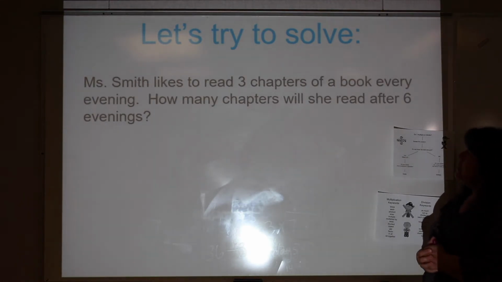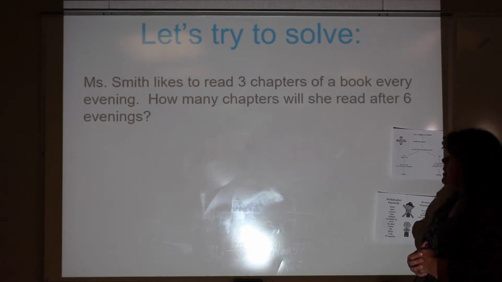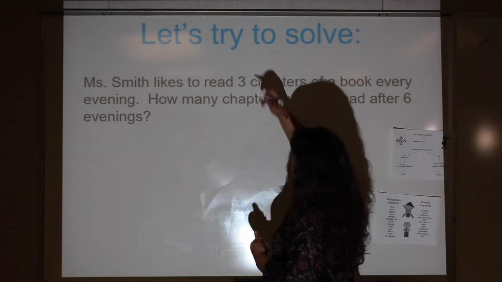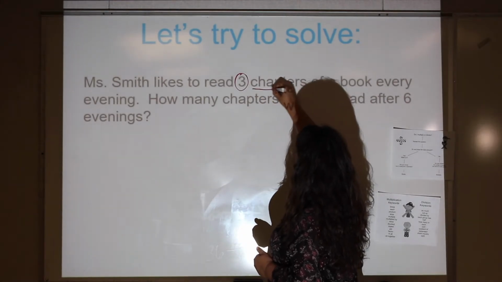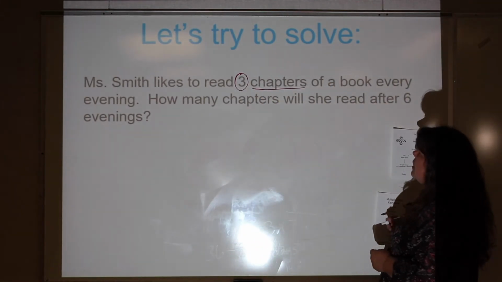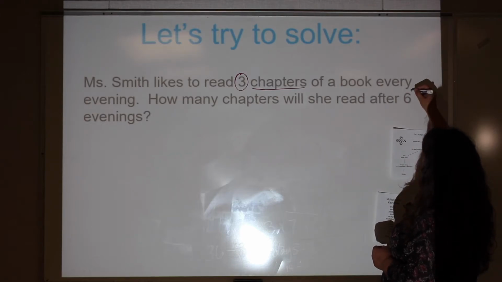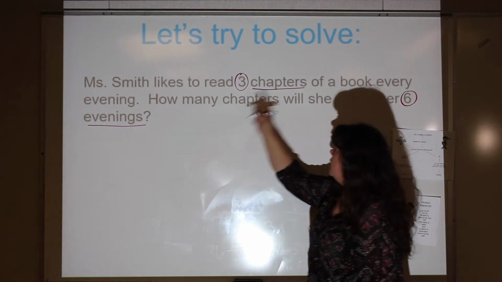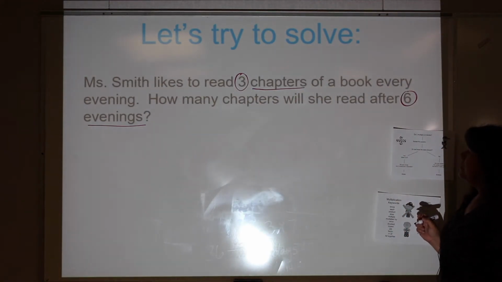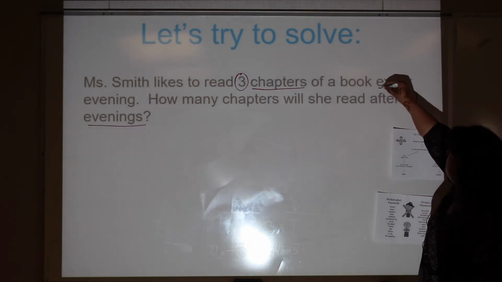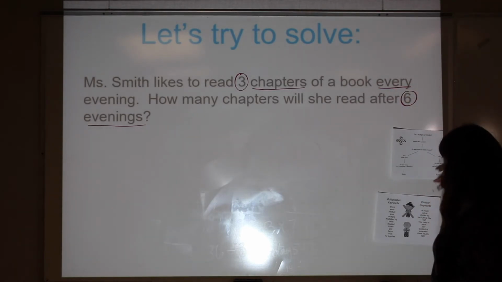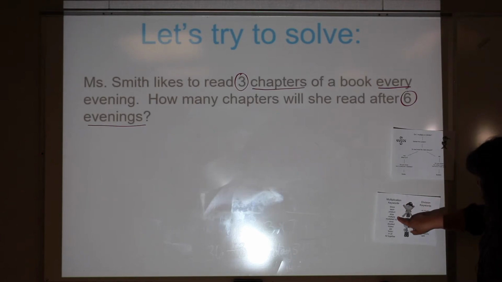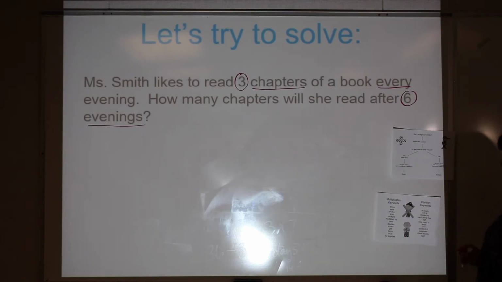Miss Smith likes to read 3 chapters of a book every evening. How many chapters will she read after 6 evenings? So Miss Smith has 3. She's reading these 3 chapters of her book. And then she's going to do this 6 different evenings. I have different labels there, and it says that she's going to do this every evening. Do I have the word every over here? I don't think I do. That might be one that might help me.